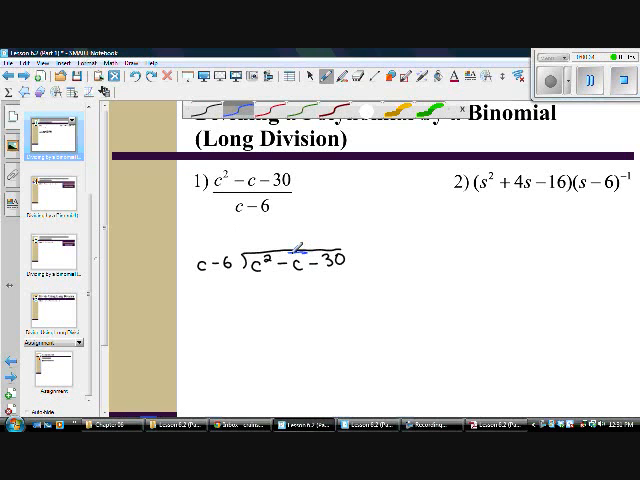So our first answer is going to be right above this c. And then we look at the first term. What do you multiply c by to get c squared? And you would multiply c by c to get c squared. So that c goes above here, and then you distribute: c times c gives you c squared. C times negative 6 gives you negative 6c. And like you do with regular long division, you subtract the entire expression. So that entire expression goes in parentheses, and you perform the subtraction.